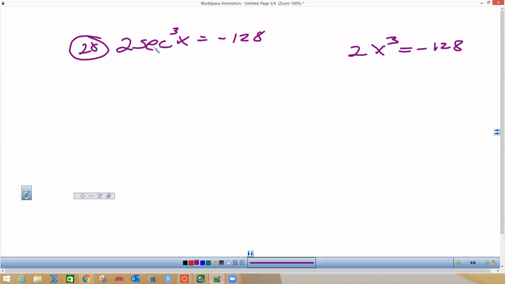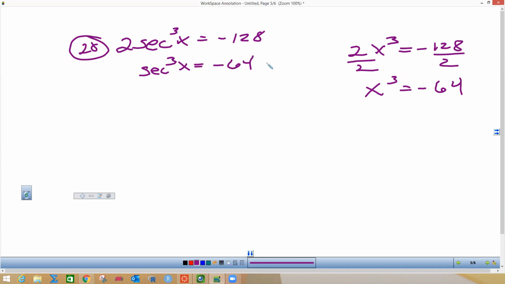Okay, so we're trying to solve number 20 for just secant x by itself. So I'm going to rewrite it. The first thing, like you just said, was we would divide both sides by 2, and we would get secant cubed x equals negative 64. So what do you think we do first? We divide by 2. That's where we'd start. The same math rules never change. That's why I love this stuff.